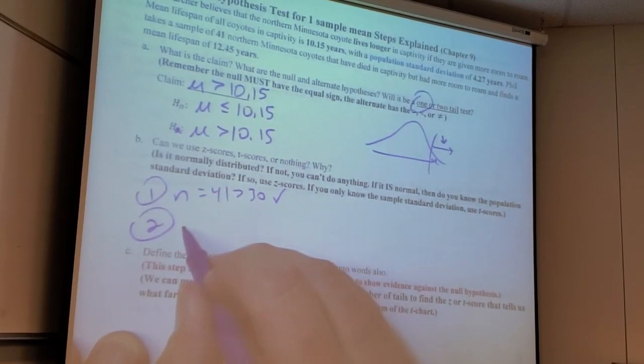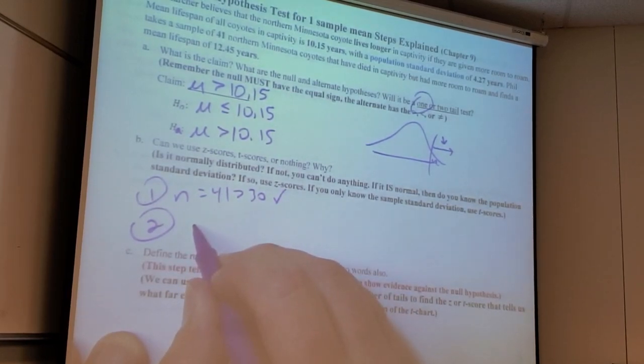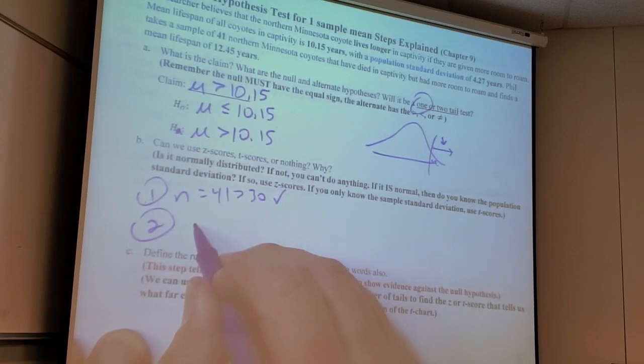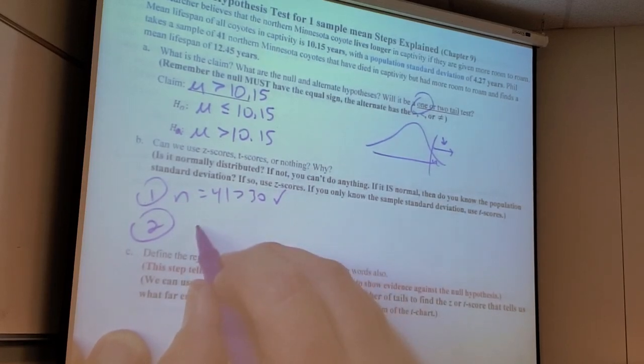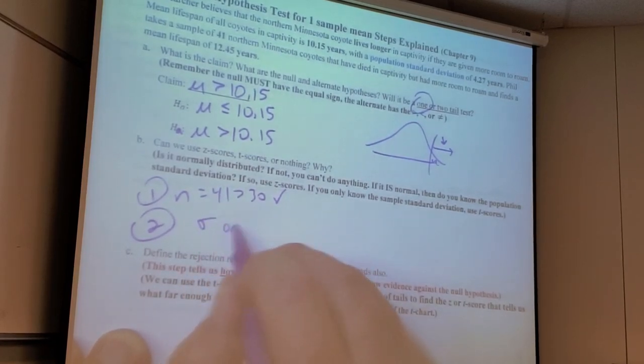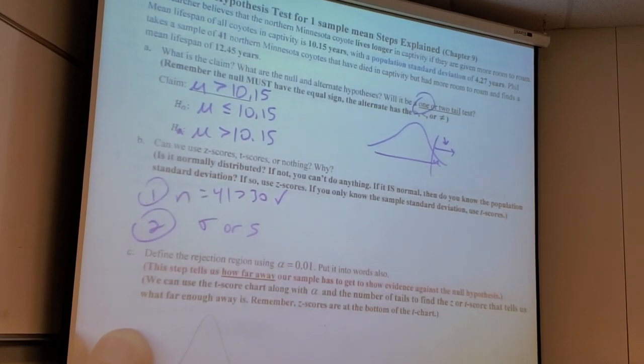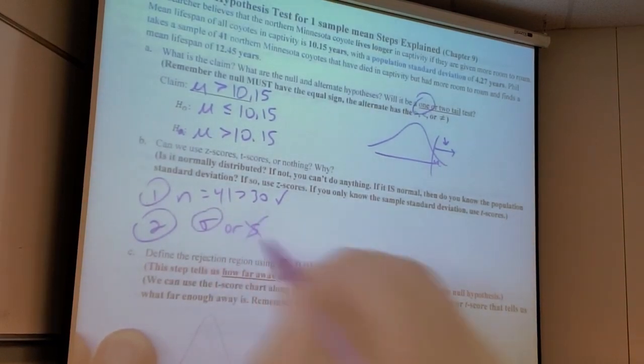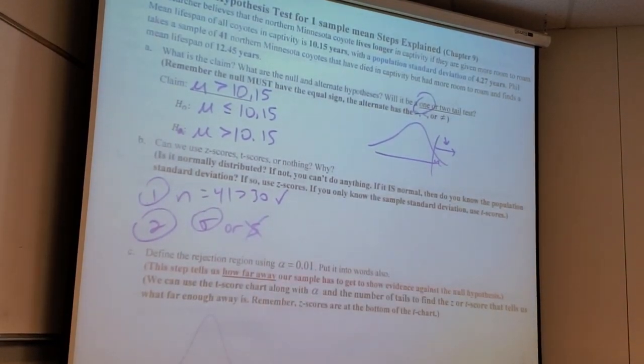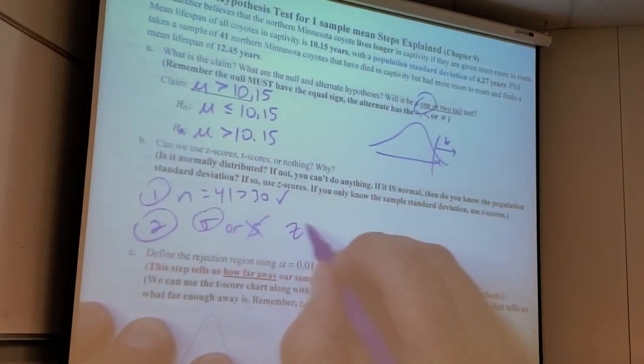And which standard deviation do we know? Sigma or s? Sigma. Which one do we know? Sigma, right? Yeah, sigma. Okay, I just couldn't hear you. Sorry. So that tells me I can use a z-score.